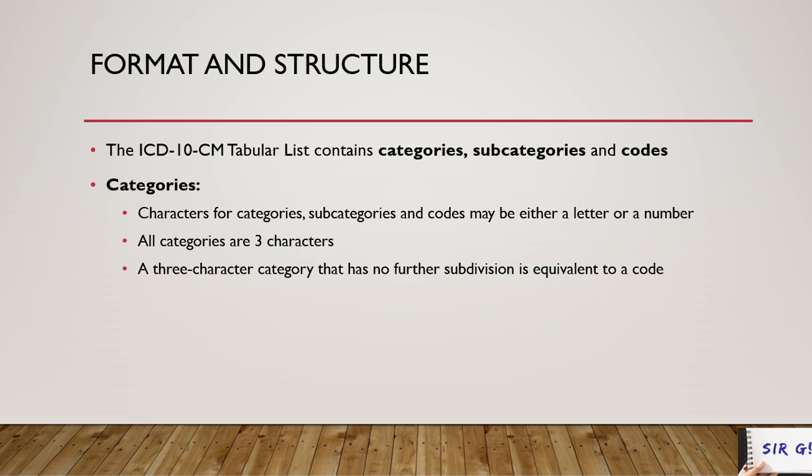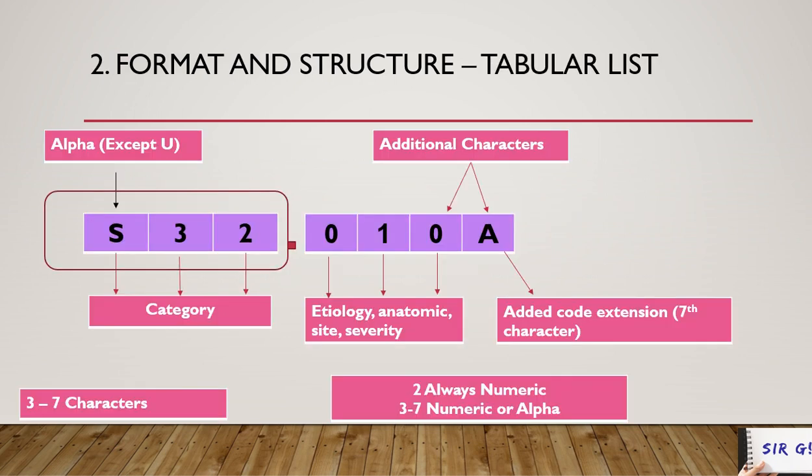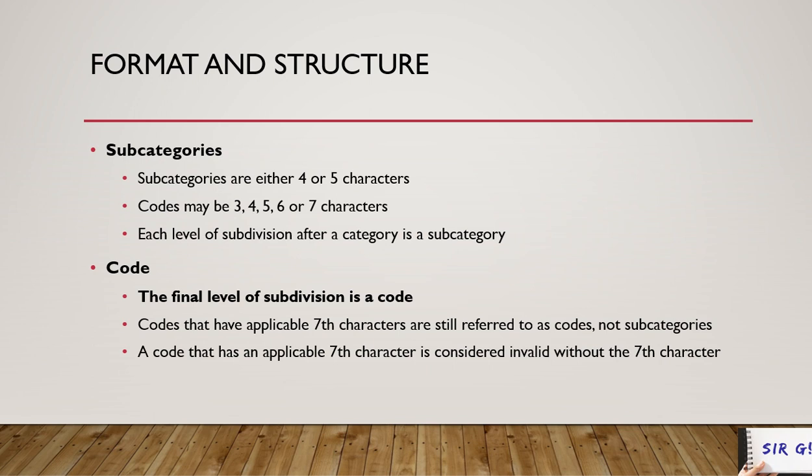A 3-character category that has no further subdivision is equivalent to a code, meaning if there are no additional available characters for that certain category, you are allowed to use that 3-character code, because a code can be 3 characters only. A valid code can be 4, as I discussed a while ago, 5, 6, or even 7 characters. As long as you are coding to that highest level of specificity, you are good to use that code. It is valid. Okay, as long as, guys, you are following this guideline.